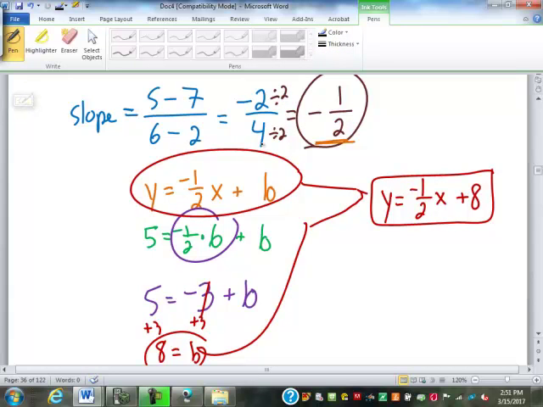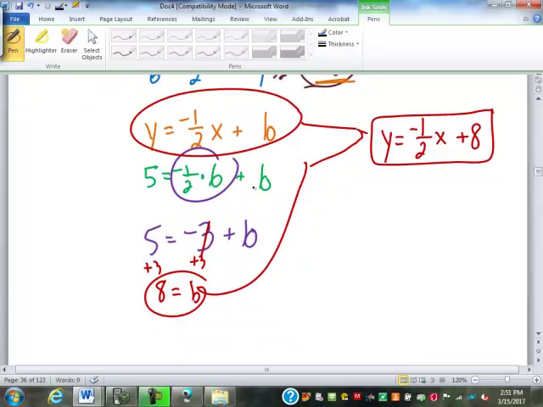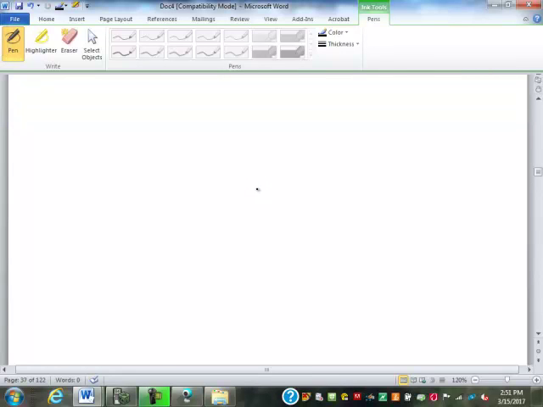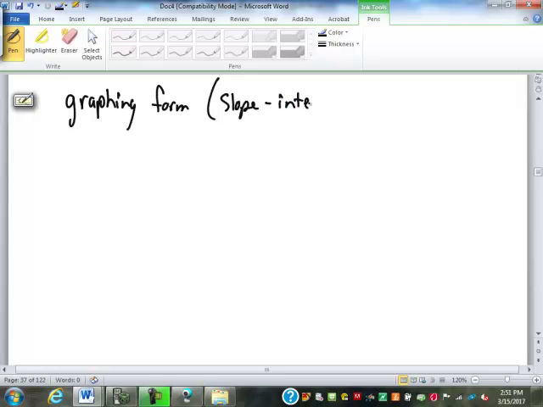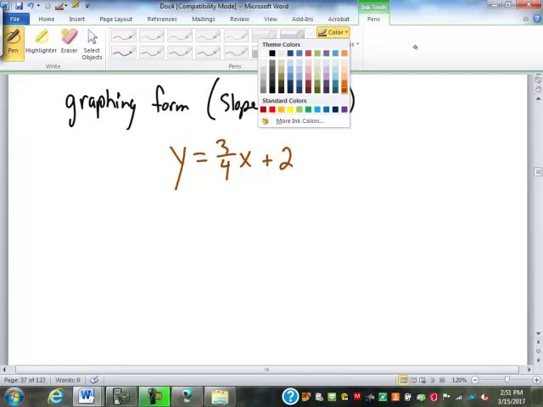Okay, well now we've seen two forms of equations for these lines so far. We've seen graphing form, which is often called slope-intercept form because it shows you the slope and the y-intercept. That was y equals like 3/4 times x plus 2. That is a graphing form or y-intercept form.